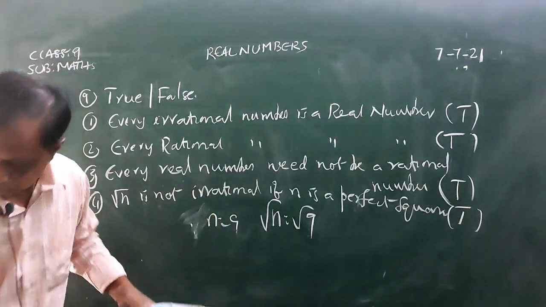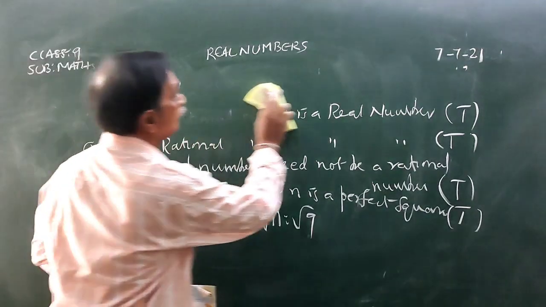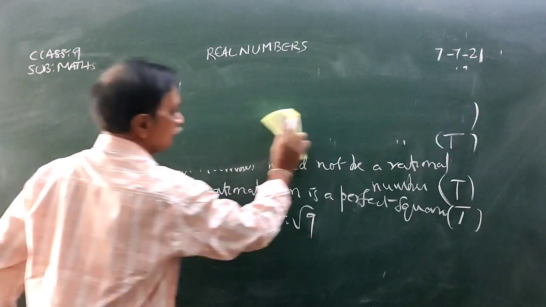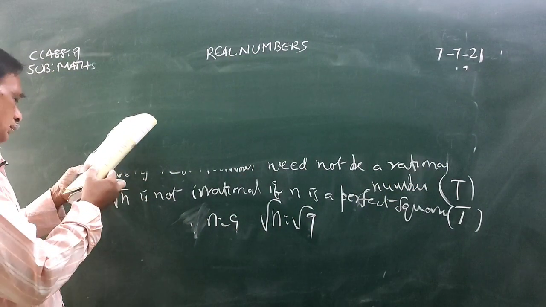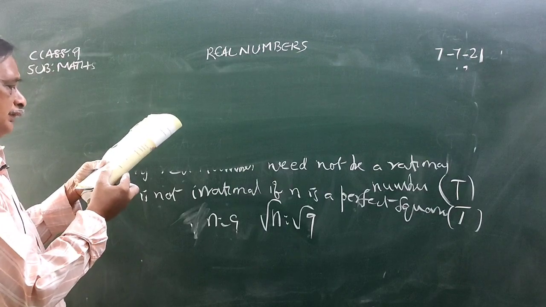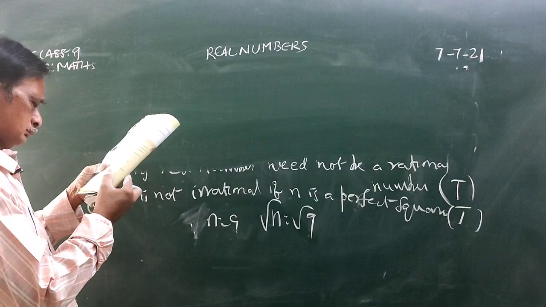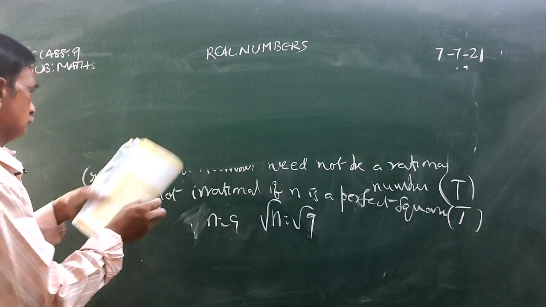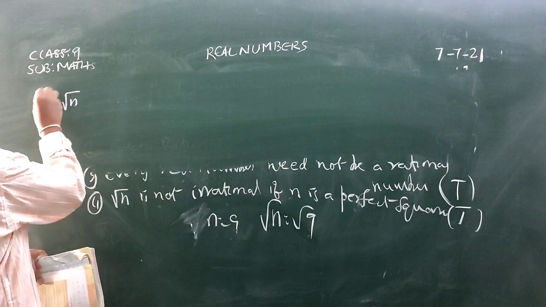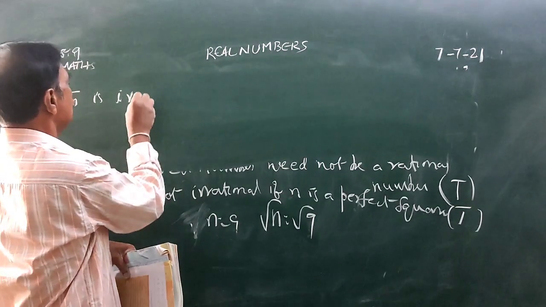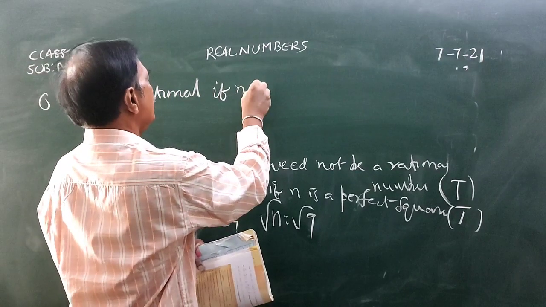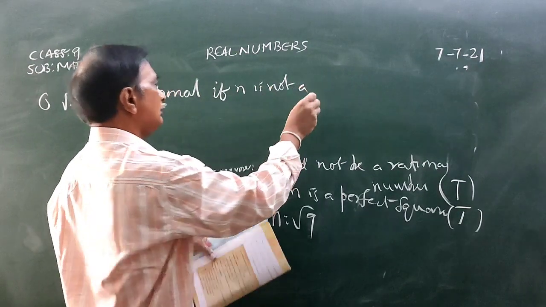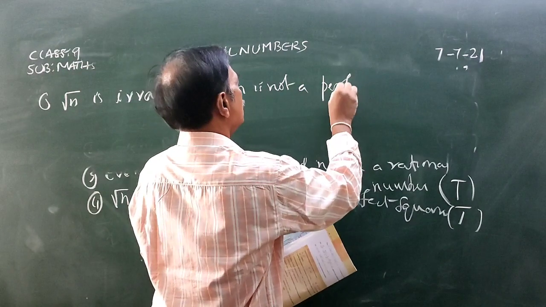Now, fifth one. Root n is irrational if n is not a perfect square.